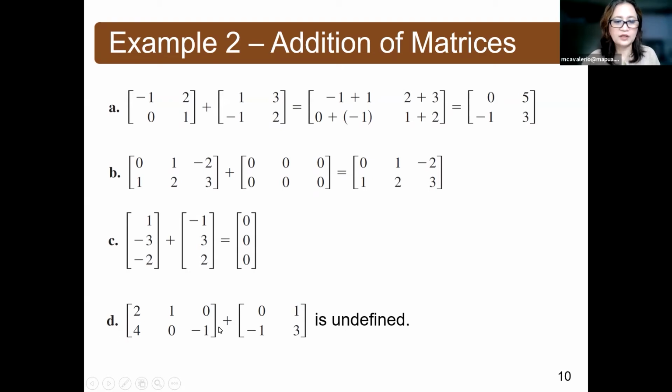And for D, we can see that the sum is not defined, primarily because the first matrix, which is a 2 by 3 matrix, is not the same size as the second matrix, which is a 2 by 2 matrix.